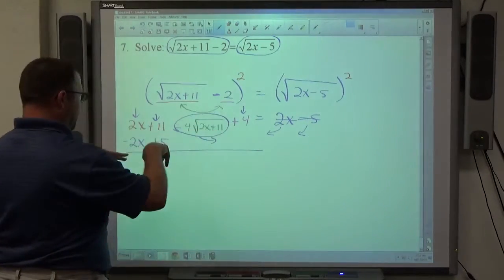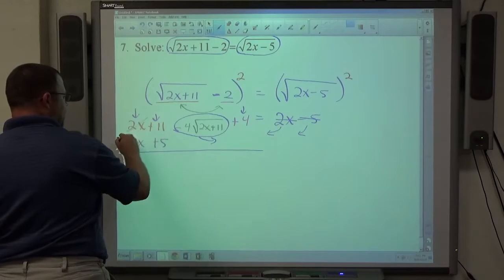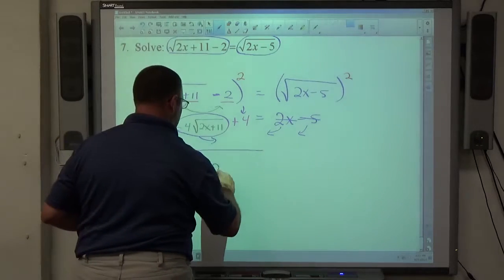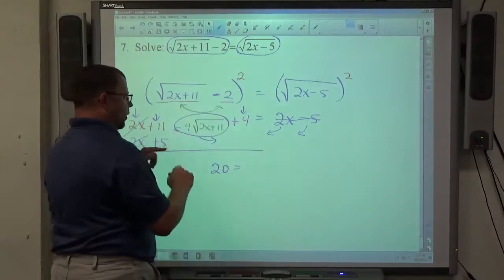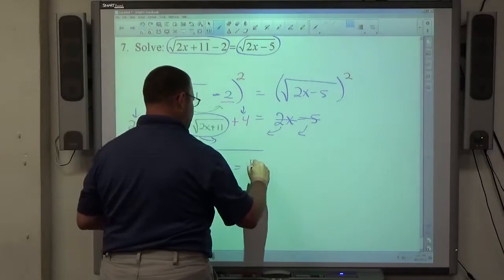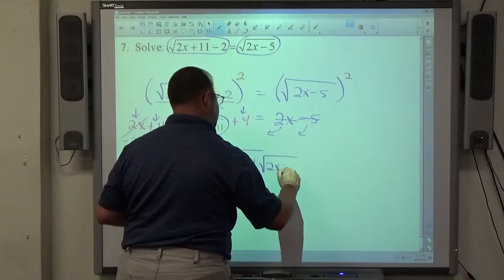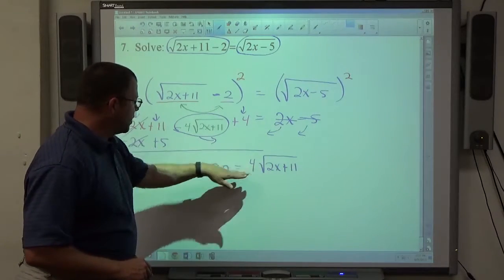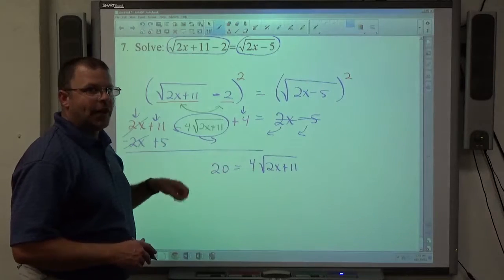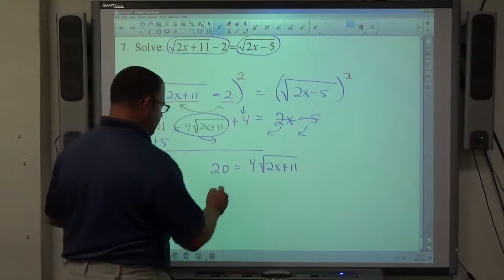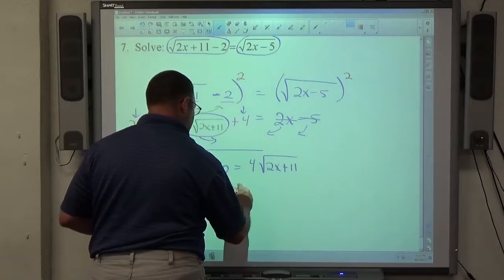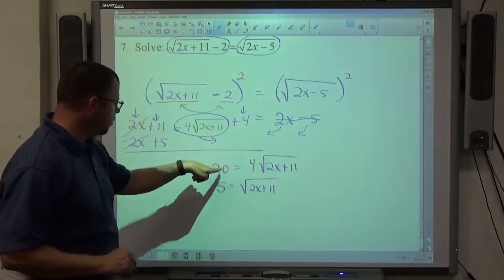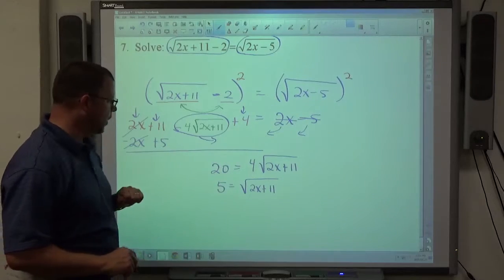So if I combine all my like terms over here, 2x minus 2x happens to cancel. 11 plus 5 plus 4 is 20. And I'm moving the radical over to the other side, it becomes positive 4 times the square root of 2x plus 11. And then the next thing I do, if there's a number in front, I see if I can divide it evenly. If I can, I should. If I can't, I would probably just leave it as is. In this case, I can divide evenly. Divide both sides by 4, you're left with 5 on the left, and the 4 goes away on the right.